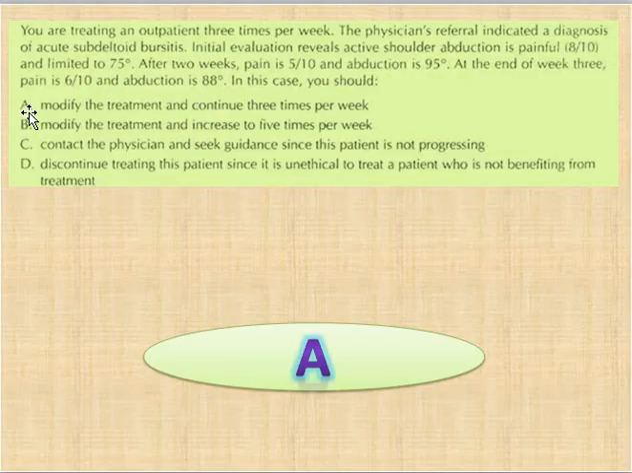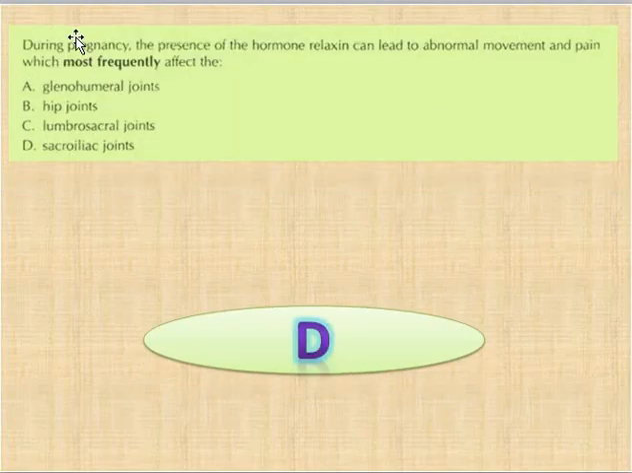In this case, you should: option A, modify the treatment and continue 3 times per week; B, modify the treatment and increase to 5 times per week; C, contact the physician and seek guidance; and D, discontinue treatment since it is unethical to treat a patient who is not benefiting from the treatment. The correct option is A. We will modify the treatment and continue 3 times a week.